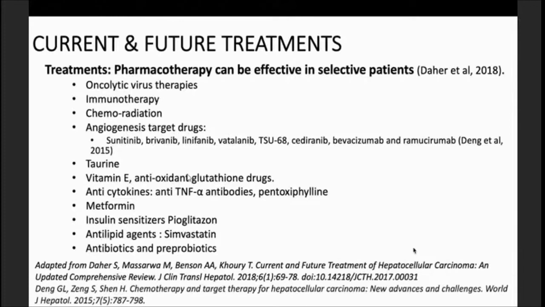Metformin, insulin sensitizers, with people with diabetes, is also seen as a primary one. Anti-lipid agents, simvastatin, is given for any patients with cholesterol and everything, and it's a more common drug over there. Antibiotics and pre-probiotics are seen to begin with early lifestyle changes itself.